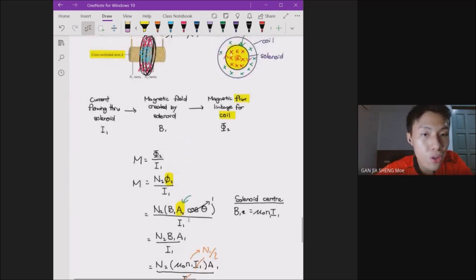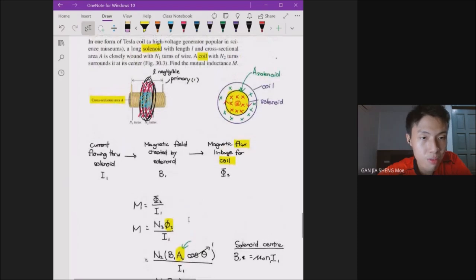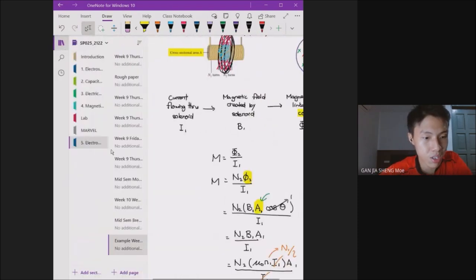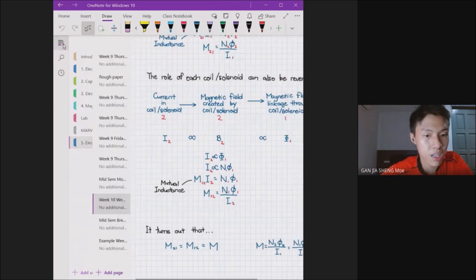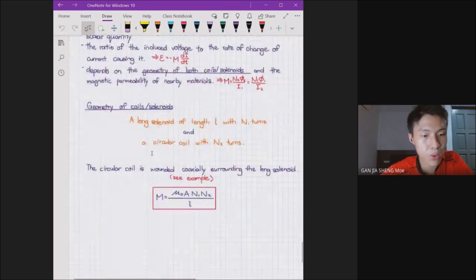So that's it for this question. I've already derived what you see in the notes just now, this equation over here.